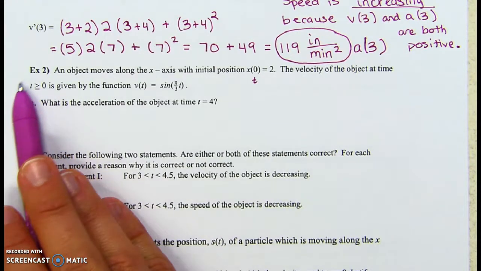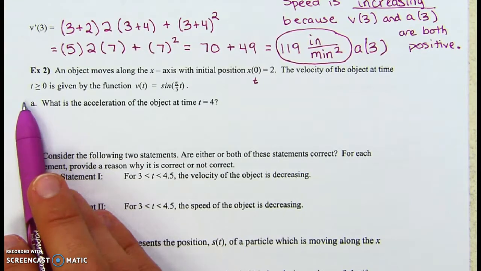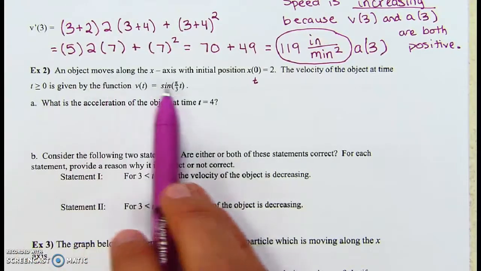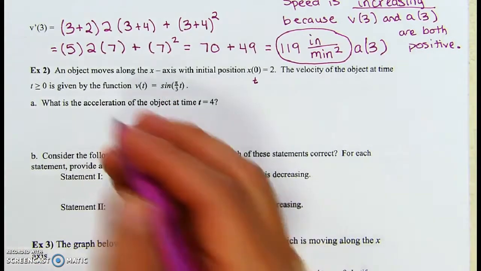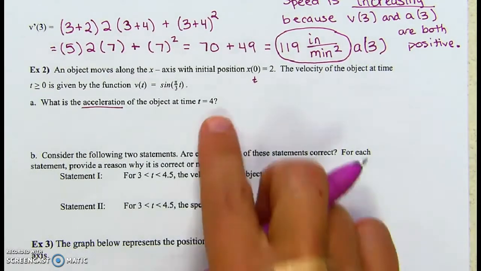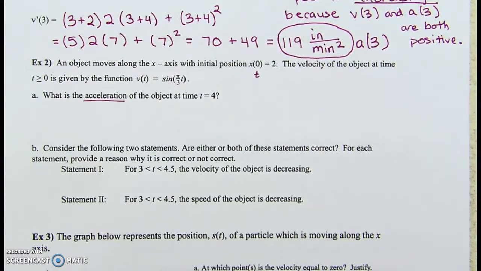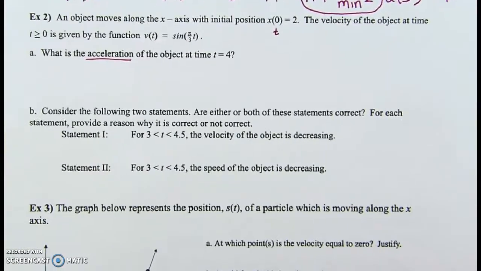One thing I like about this is that time is always positive, so we don't have any negative x's or negative time. And it's given by this function, sine of pi over 3t. You ready? Here we go. What's the acceleration of the object at time equals 4? So if we're given velocity, how do we find acceleration? Take the derivative. Yep.